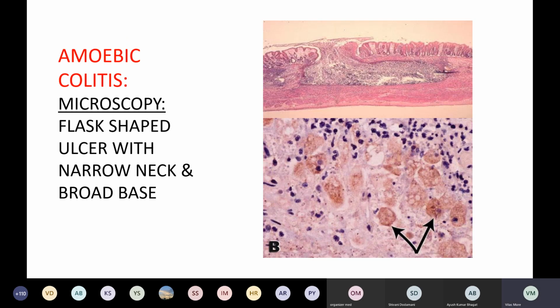Right. So this is a picture of the microscopy of amoebic colitis. Upper picture shows the flask-shaped ulcer. So there's a narrow neck and the broad base. So the trophozoite enters the mucosa, goes into the submucosa and starts digesting the mucosal area, which produces the ulcers, which is a flask shape. Lower picture shows the trophozoite, which is quadrinucleate.